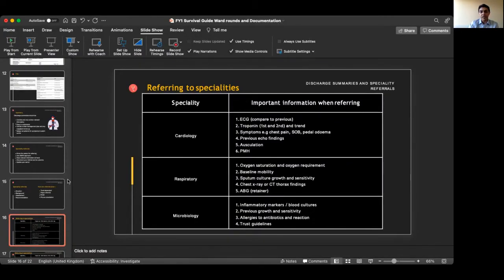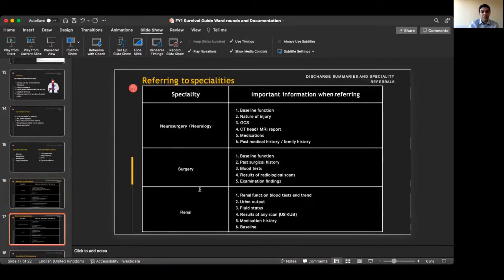And any trust guidelines, it's important to know what the guidelines say. So which antibiotics your trust wants you to start for a relevant infection, before you speak to micro, just to make them aware that you've checked the guidance, that you're being proactive.